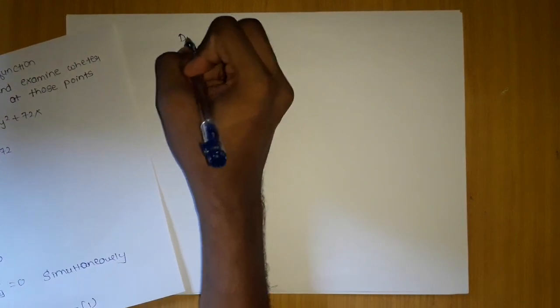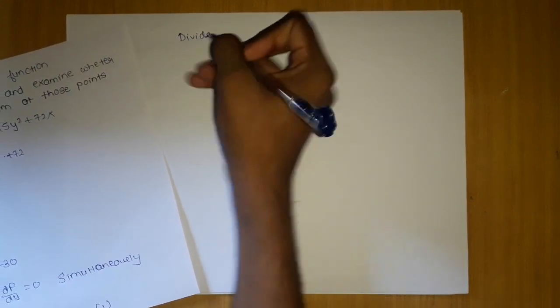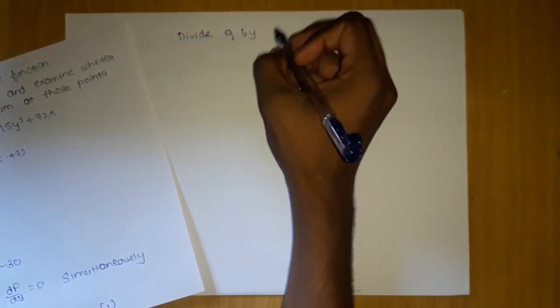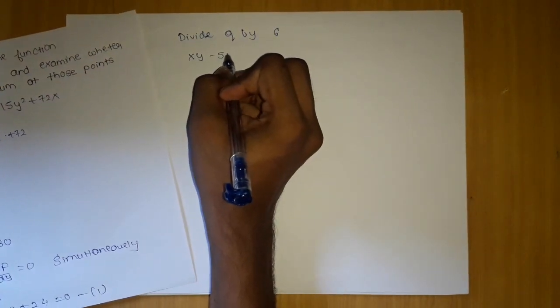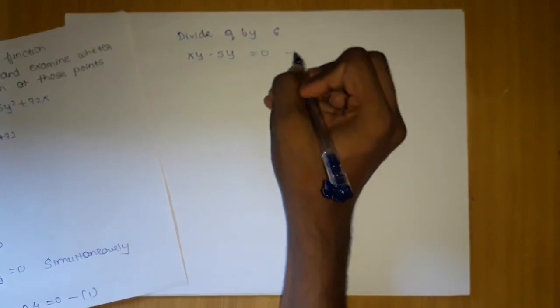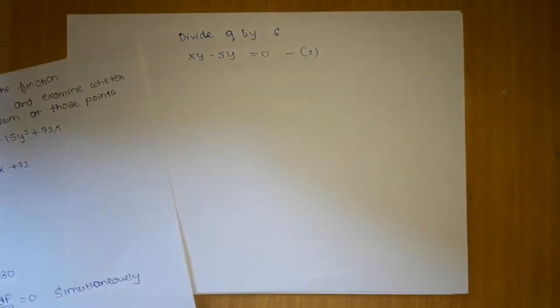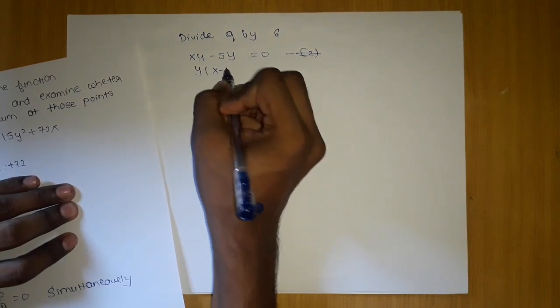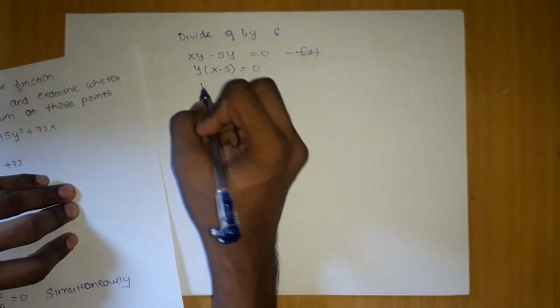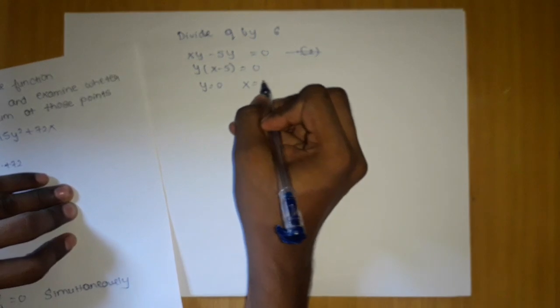And divide q by 6. What we get? xy minus 5y equals to 0. This is our second equation. Here you can see we can take y common. We can take y common: y into x minus 5 equals to 0. We are getting y equals to 0 and x equals to 5.